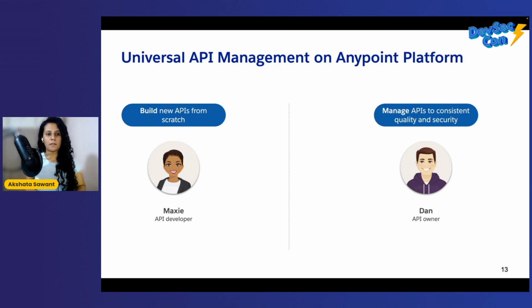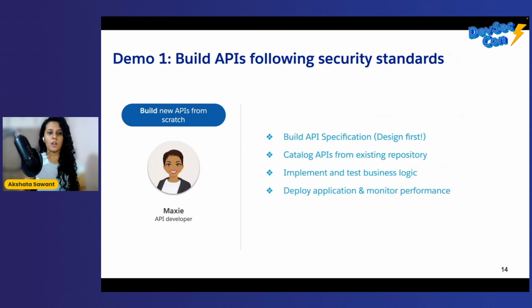So we have these two developer personas. First is Maxi, who's an API developer, and second is Dan, who's an API owner. Let's see how we can help these two achieve API security and also perform their tasks. Maxi, the API developer, has the task of designing an API using the API-first approach, building the application using this API, and testing this application. So how is she going to achieve all of this? And while she is building her API, how does she assure that API security is taken care of?